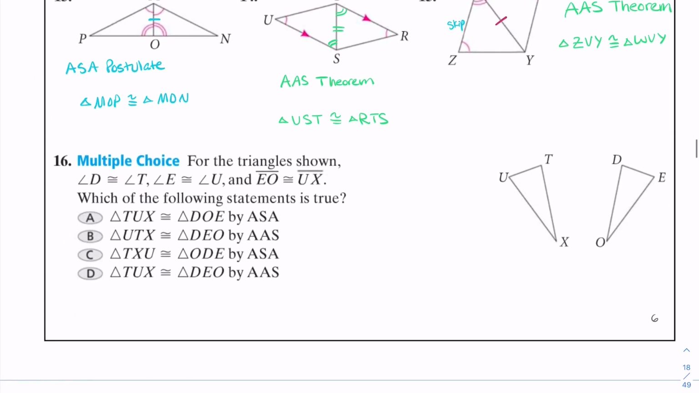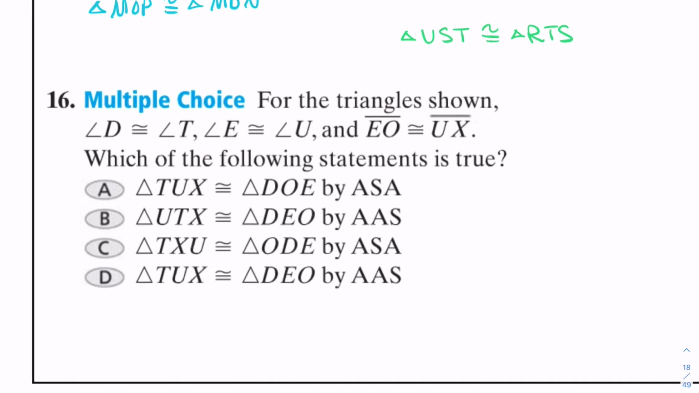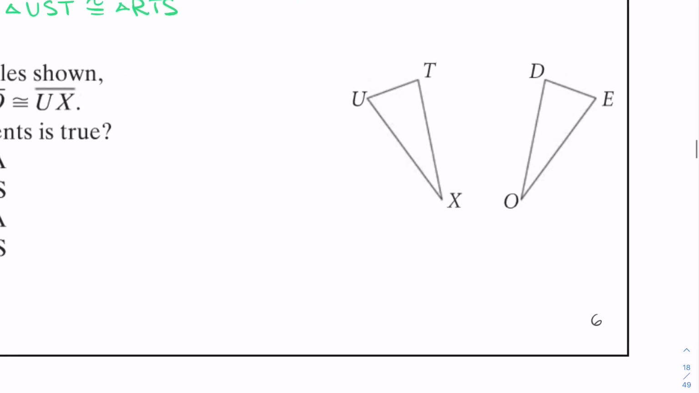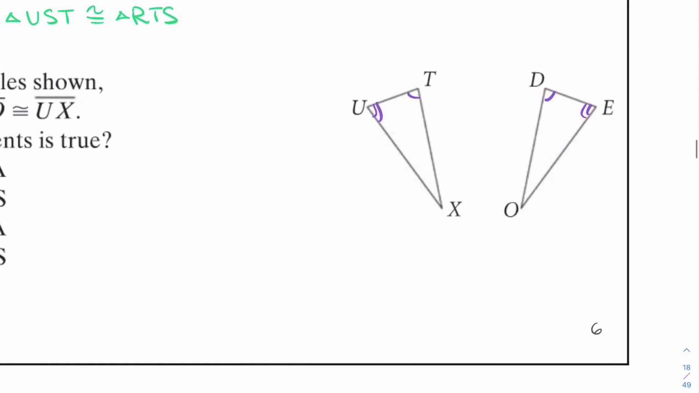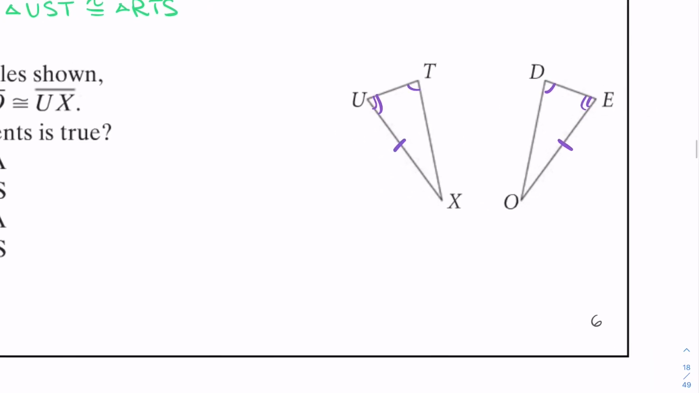All right. For the triangles shown, D is congruent to T, E is congruent to U, and EO is congruent to UX. Which of the following statements is true? So D is congruent to T. We have U and E. And we have EO congruent to UX. So right away, I'm taking a look at this. It looks like we skip this side here, right? So it's two angles and a side.